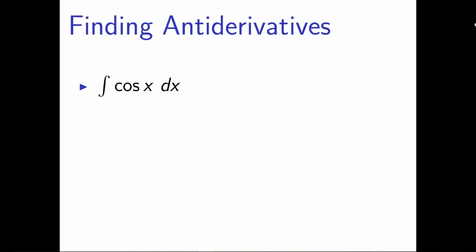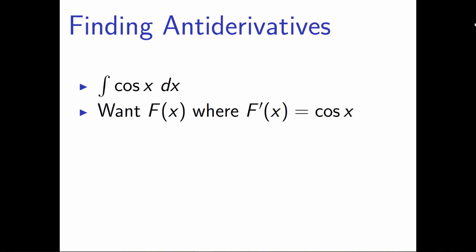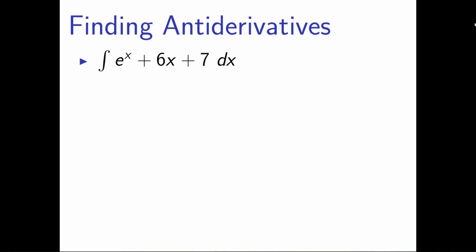Okay, so let's suppose we want to find some antiderivatives. Let's take a simple example. Suppose we want to integrate cosine x dx. In other words, what differentiates to give cosine? There we go. That would be big F of x is sine x plus c. Sine x differentiates to cosine. Of course, we have the constant of integration, the c, every time.